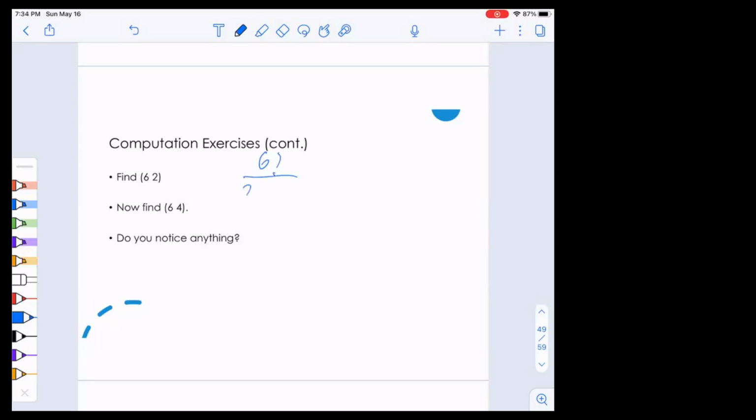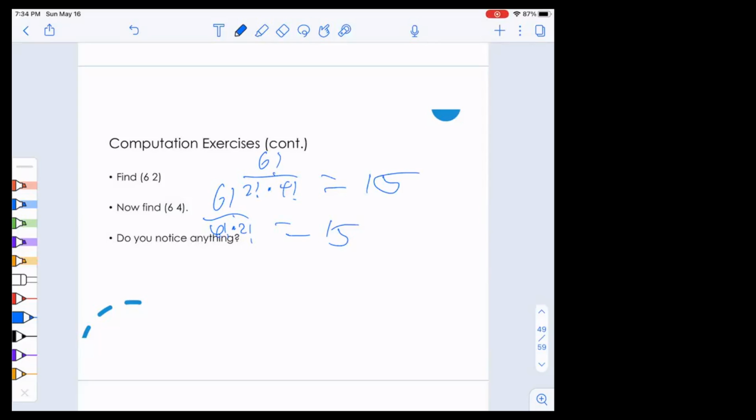6 factorial over 2 times 4 factorial, and this would be 15. Now choose 4 from 6. So here we just do the same thing, 15. And the thing you notice is that these two are the same. As you can see, 2 and 4 add together to make 6. So that means that if you choose 2 from 6 versus if you choose 4 from 6, it's going to be the same.